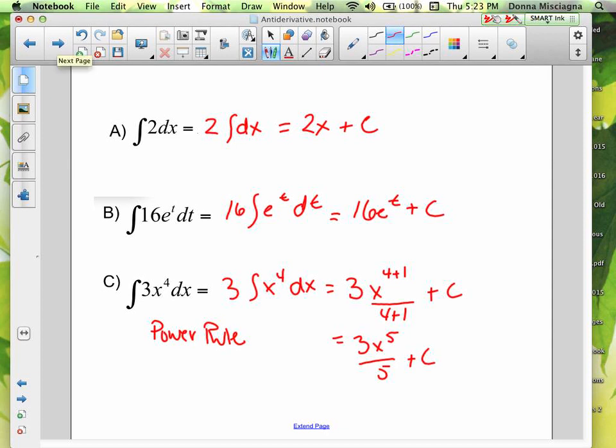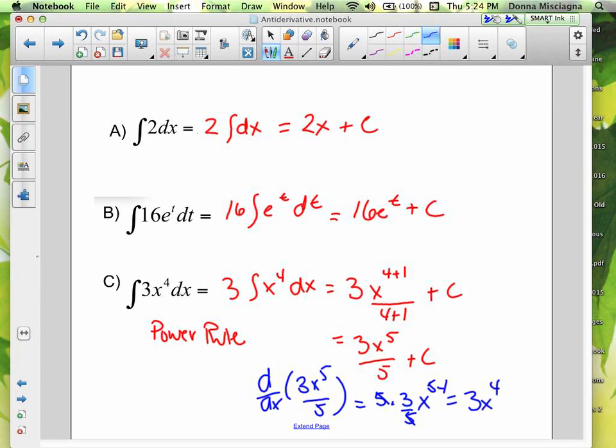And remember, you can always take the derivative to check your work. So if I'm taking the derivative, for instance, of 3x to the 5th divided by 5, we know the derivative of the constant is going to be 0. Our exponent 5 would move in front, so we'd have 5 times 3/5 x to the 5 minus 1. Those 5s would cancel, and I'd have 3x to the 4th, which is what we started out with. So that's the nice thing. You can always check. Okay, let's do a few more.